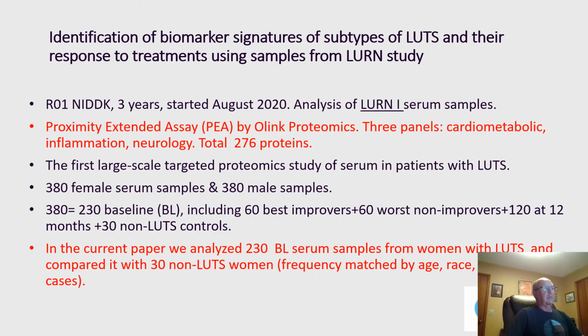In the second project, we performed targeted proteomics of serum in people with LUTS by using proximity extension assay by Olink Proteomics. In particular, we used three panels: cardiometabolic, inflammation, and neurology, and measured abundances of 276 proteins. As far as we know, this is the first large-scale targeted proteomic study of LUTS. In this presentation, I will be talking about 230 baseline serum samples from women with LUTS in comparison with 30 non-LUTS controls that are frequency matched with cases by sex, age, race, and BMI.